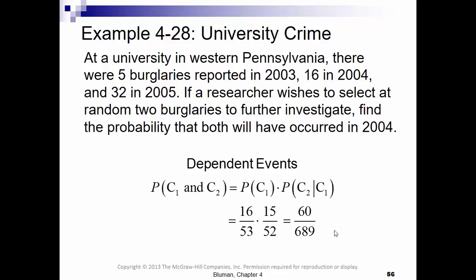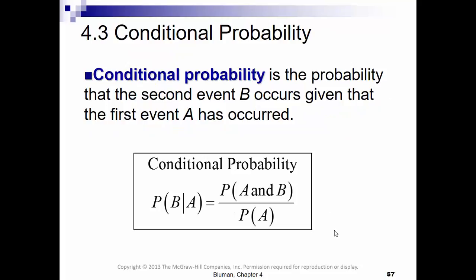Now those are dependent events, and sometimes it's a little tricky to see the difference, but you can see that the second outcome is different because we had to take some away. There were fewer choices after choosing the first outcome. So let's look at conditional probability, that is, B given that A has already occurred. Conditional probability is the probability that the second event B occurs given that the first event A has already occurred.